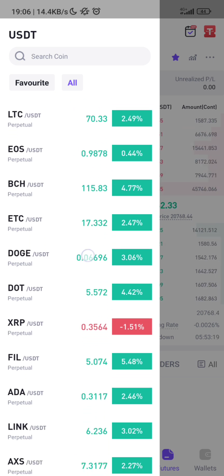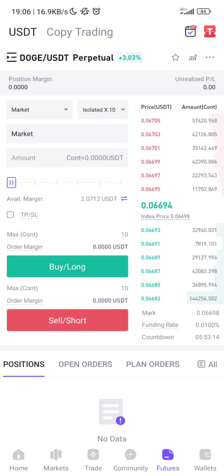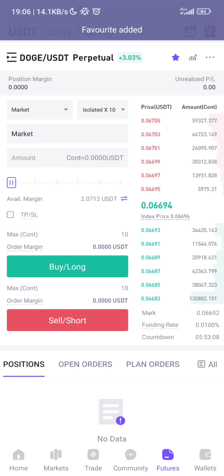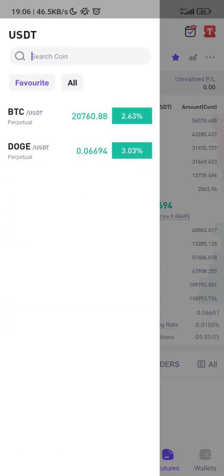So let's say we want to trade Doge, for example. So this is Doge USDT perpetual, and it's currently 3% up. So now if you click on this star, you've added it to favorites. So if you come here, you see Doge in your favorites.